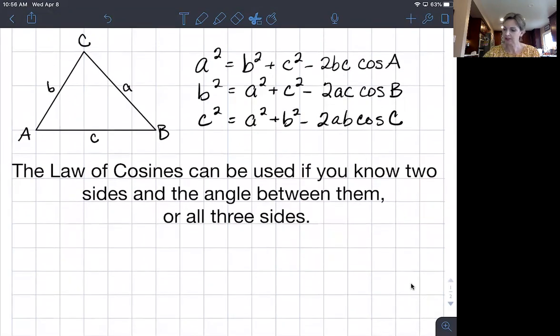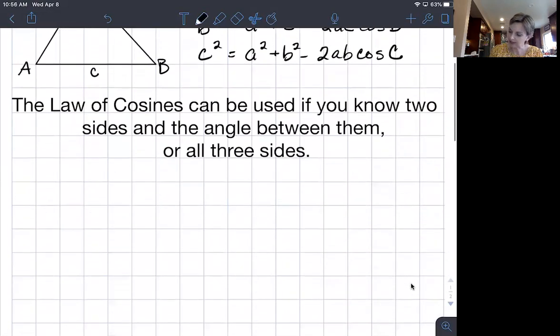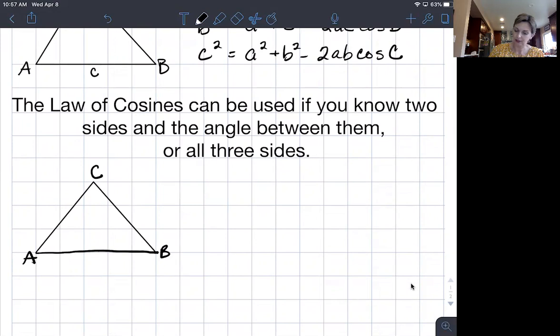All right, so let's go ahead and talk about an example. Let's do one that is all three sides. I'm going to give you a triangle where you're only given sides, no angles, and show you how you will use the law of cosines to help you solve it. So we have triangle ABC, and let's say the side lengths are 8, 5, and 12. This is definitely not drawn to scale, but that's okay. We're used to that, right?